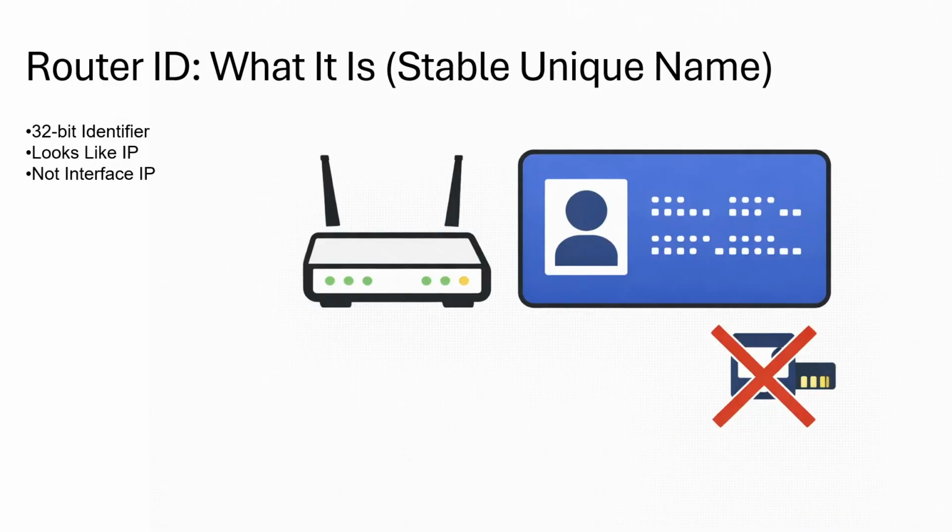Alright, Section A, Router ID. What is it, and why does OSPF need it? A router ID is a 32-bit identifier that OSPF uses to uniquely name a router inside the OSPF process. It looks like an IP address because it's written in dotted decimal form. But here's the key. It doesn't have to be a real-life interface IP. It's an ID that's formatted like an IP address.